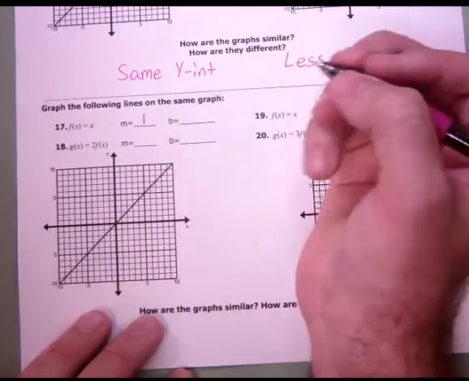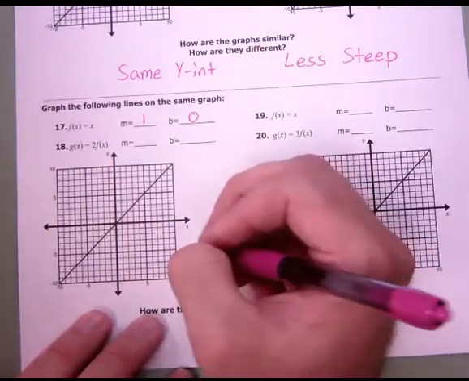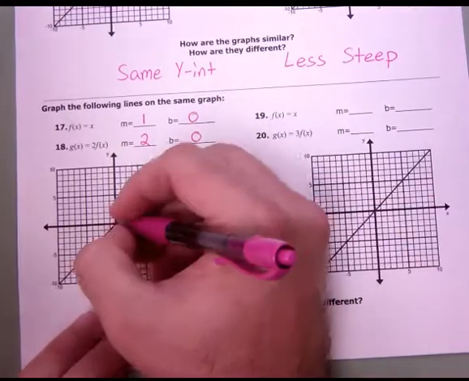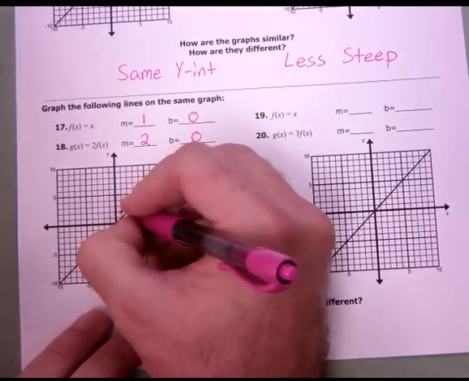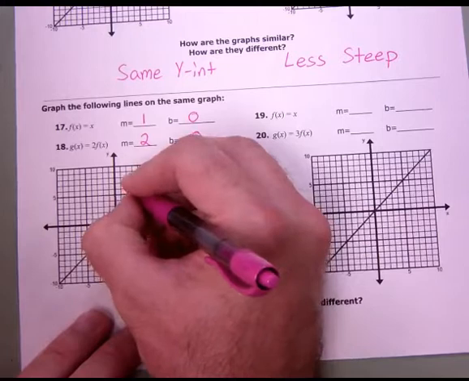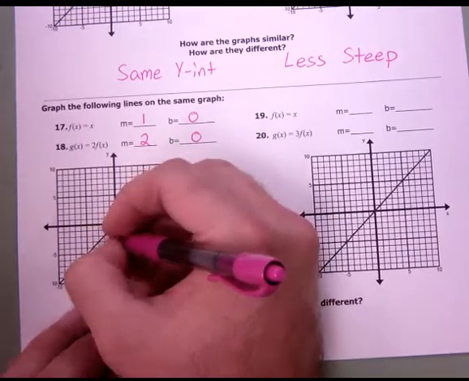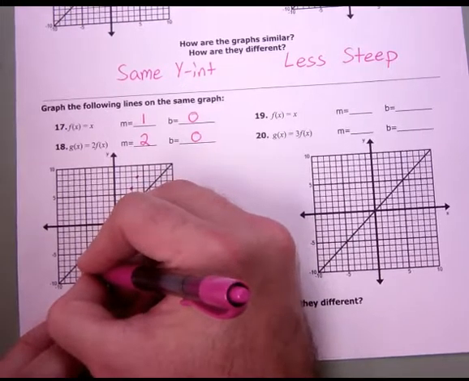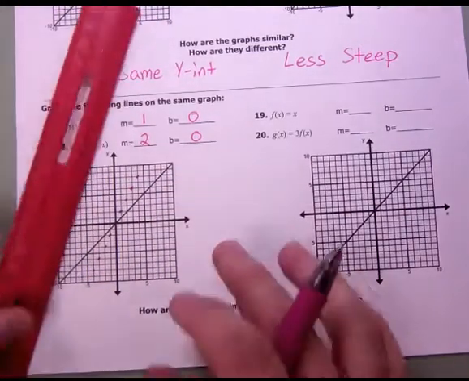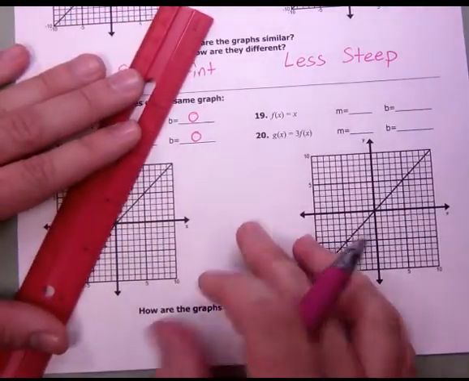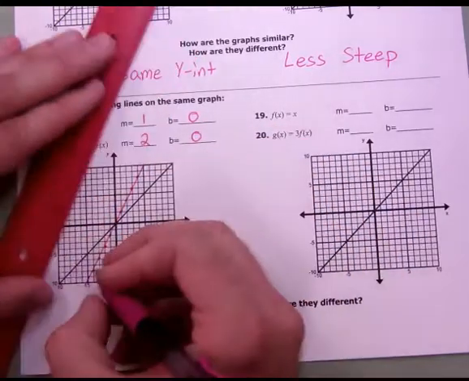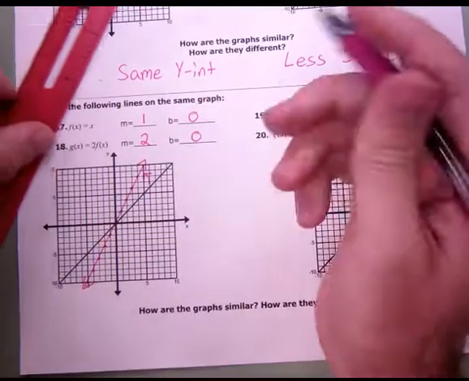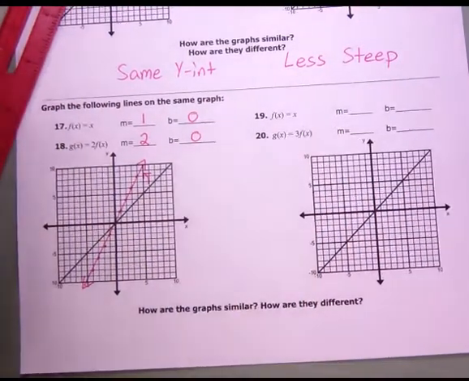Slope of 1, y-intercept of 0. Our new slope is 2. Our y-intercept stays 0. So over 1, up 2, over 1, up 2, over 1, up 2, over 1, up 2. Same thing in the opposite direction. And we'll connect those dots. You can see that it moved closer to being a straight up vertical line, so it got steeper.